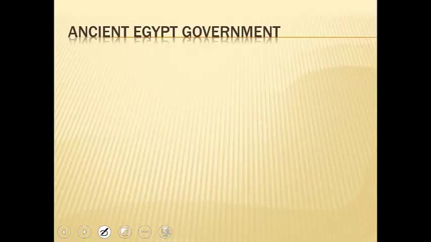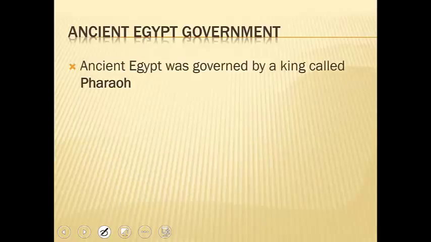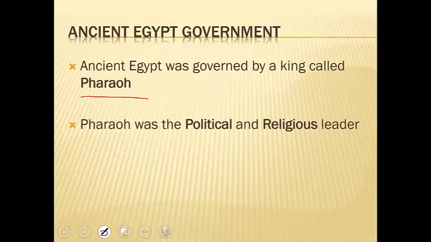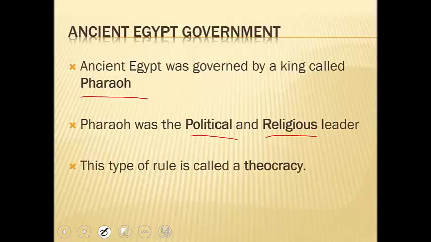Ancient Egypt's government was a little bit different. Ancient Egypt was governed by a king called Pharaoh. Pharaoh was both the political and the religious leader. This type of rule is called a theocracy. So when you are both the political and the religious leader, you have a government that is called a theocracy.